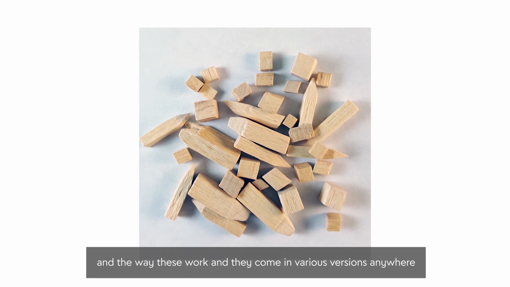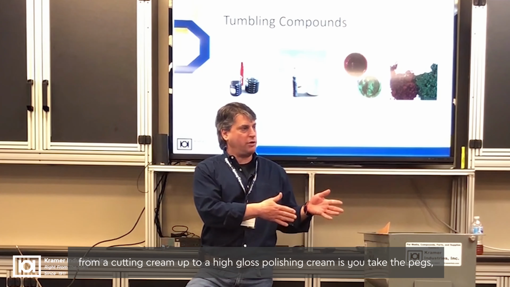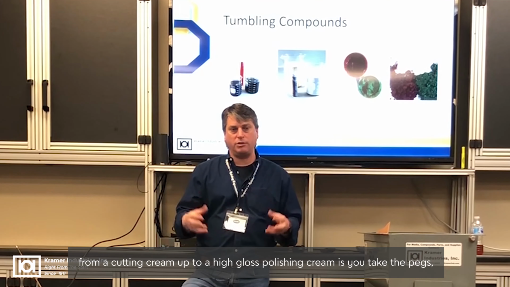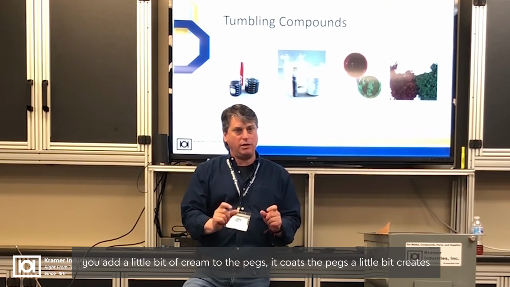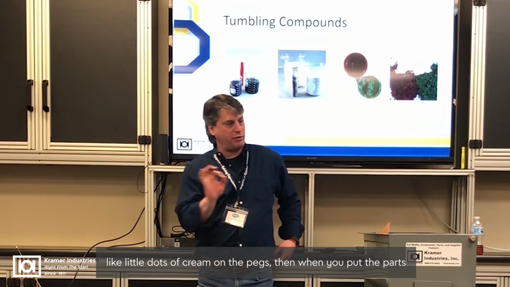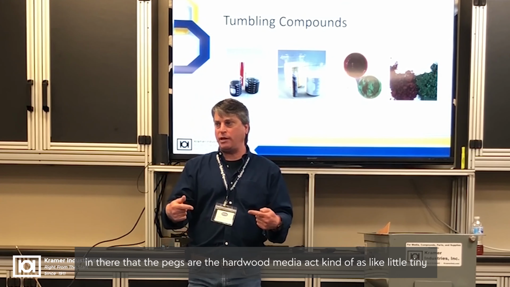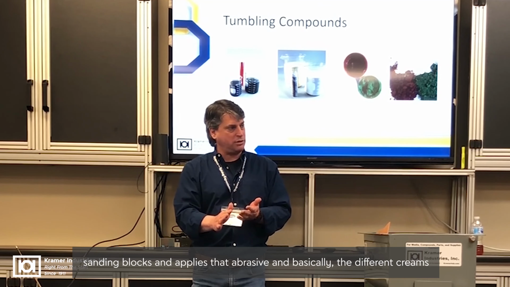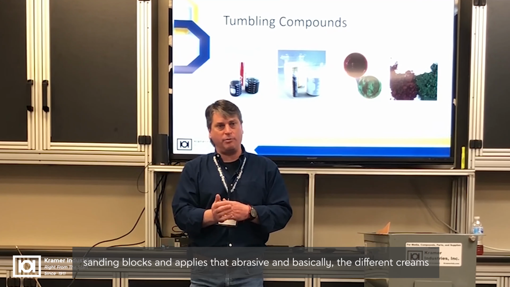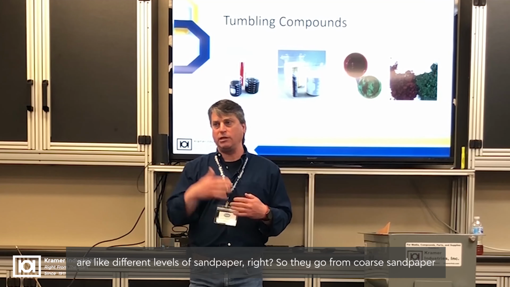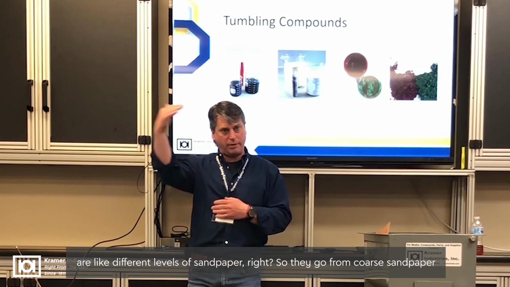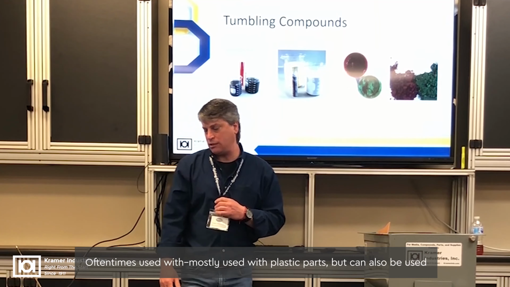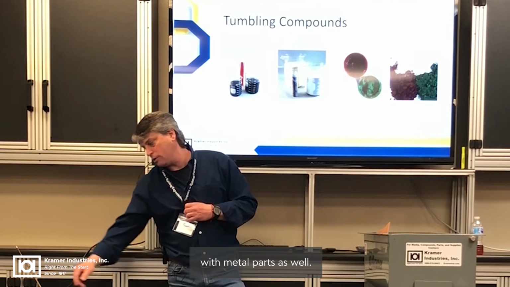Creams are almost exclusively used with hardwood media. They come in various versions, anywhere from a cutting cream up to a high gloss polishing cream. You take the pegs, add a little bit of cream to them, and it coats the pegs, creating little dots of cream. Then when you put the parts in there, the hardwood media act as little tiny sanding blocks and apply that abrasive. Basically, the different creams are like different levels of sandpaper, from coarse to extra fine. Oftentimes mostly used with plastic parts, but can also be used with metal parts as well.